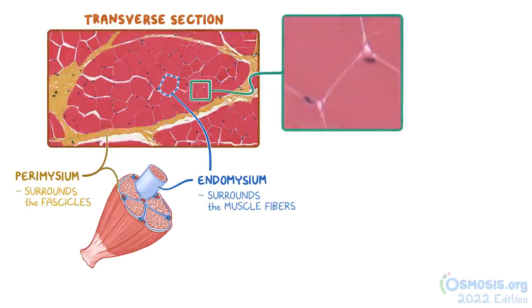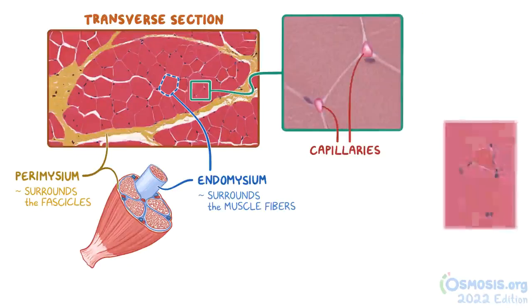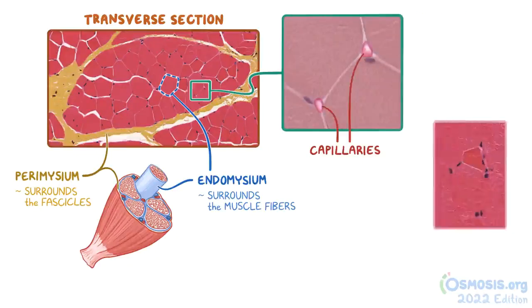Skeletal muscle has a rich network of capillaries, and if we zoom in further, we can see that the capillaries are typically seen at the corners of the polygonal muscle fibers.